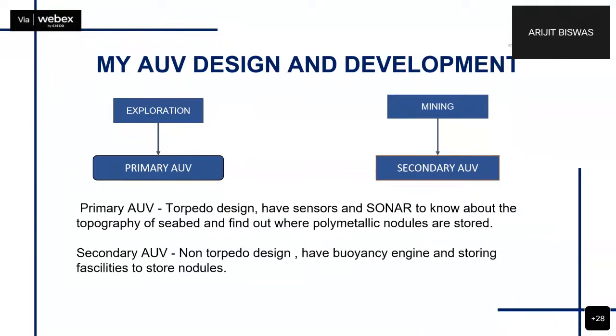I designed two AUVs for different operations. One is for exploration, and the second is for the mining process. Exploration can be done by the primary AUV and the mining can be done by the secondary AUV. The primary AUV has a torpedo design and has many sensors and sonar to learn about the topography of the seabed and find out where the polymetallic nodules are stored. The secondary AUV is basically a non-torpedo design. It has a buoyancy engine to move in the vertical direction, has a storage facility for the nodules, and it also has a robotic arm.